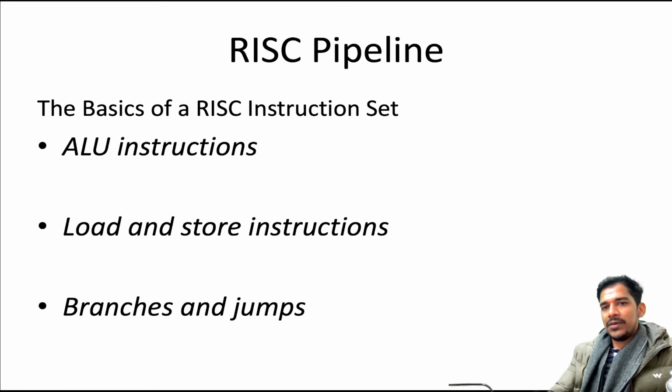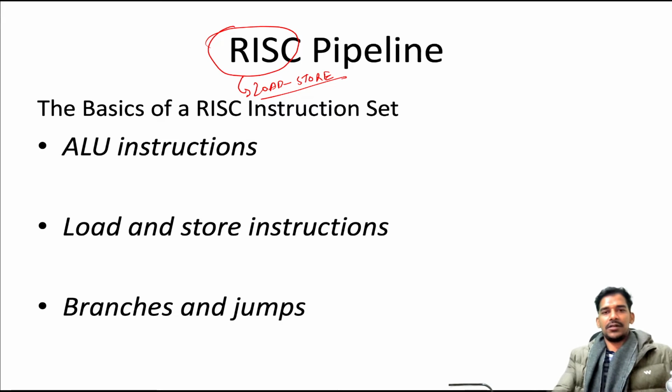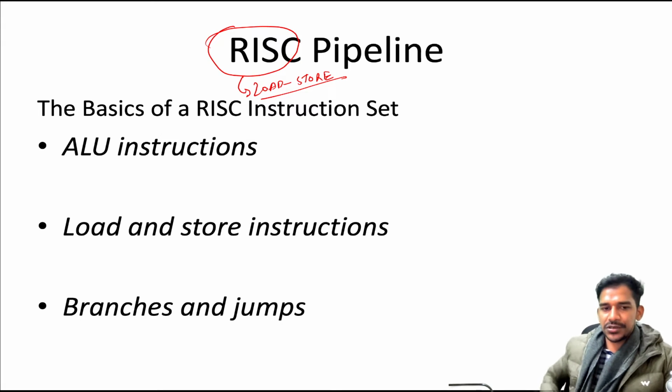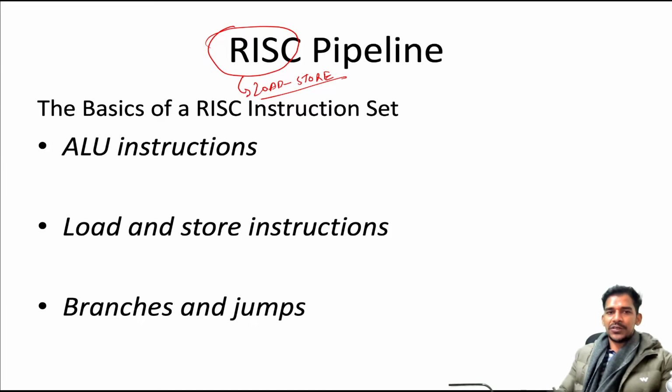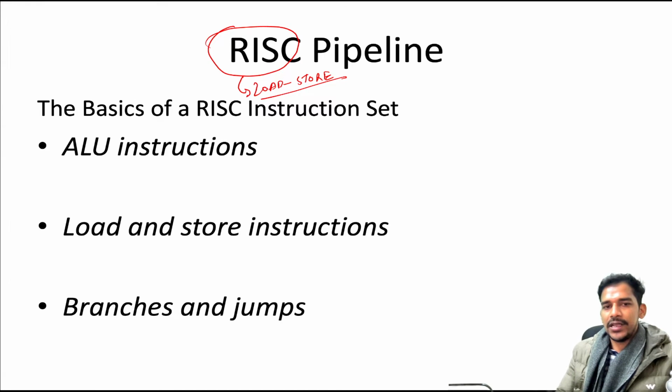The RISC processor is also known as a load-store processor, because the memory is accessed with only 2 instructions, load or store. If you want to bring something from memory to registers, you use the load instruction, and if you want to store something from the register to the memory, you use the store instruction. So there are 3 categories of instructions in RISC pipelining: ALU instructions, load and store, and branch and jump instructions. These are called transfer of control instructions, right?